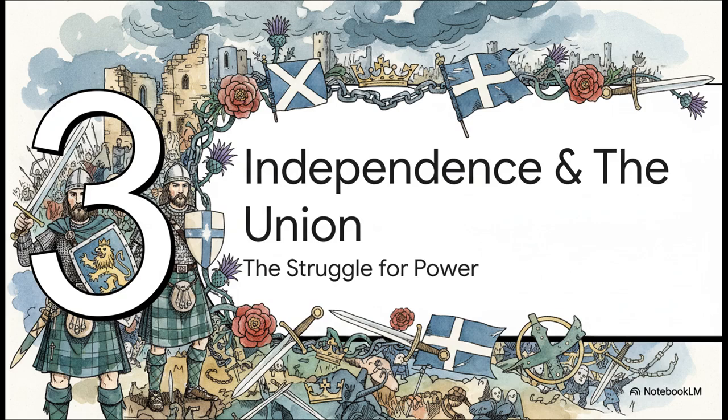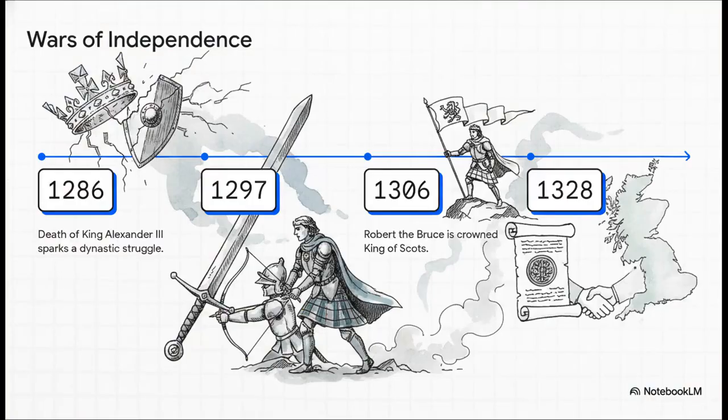Which brings us to Part 3, Independence and the Union, the struggle for power. And oh boy, that unique identity we just mapped out was about to face its ultimate test. And this brilliantly illustrates the chaos that followed. It was a rapid-fire cascade of dynastic discord.